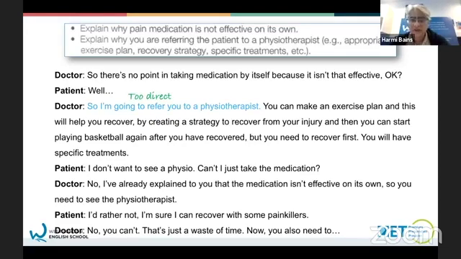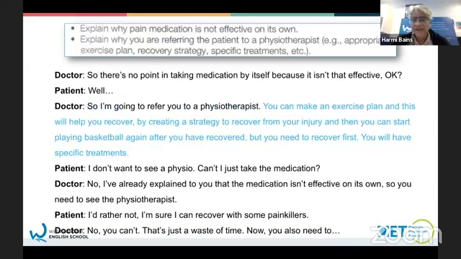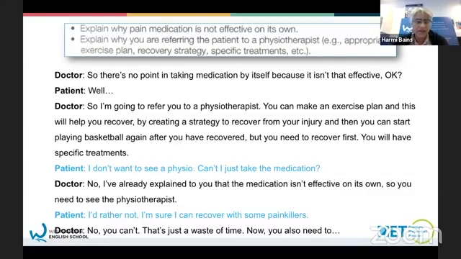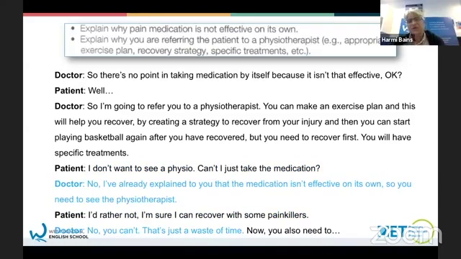They said, I'm going to refer you to a physiotherapist. It's a little bit too direct. You're just telling the patient what you're going to do. And then this explanation, it was quite confusing. It wasn't very clear. And there was just a lot of information in one go. And then there was no clarification. The patient didn't want to see the medication. Sorry, the patient didn't want to see the physio. They just want the medication. But really, the doctor or the nurse, they weren't listening to the patient.